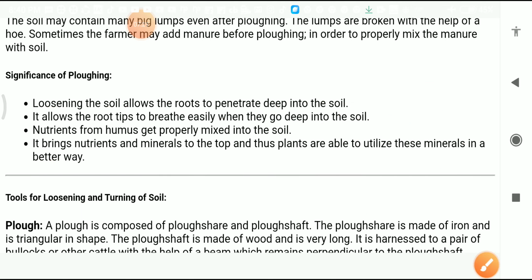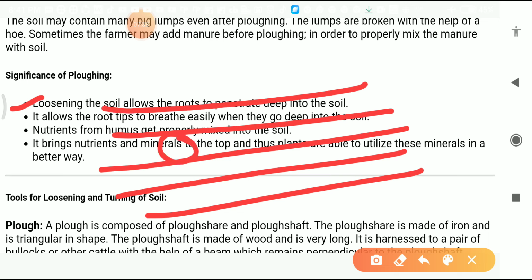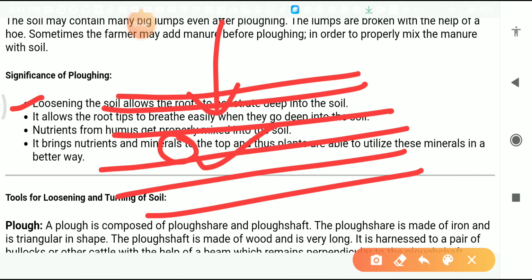Second point is that it allows the root tips to breathe easily when they go deep into the soil. Again you will see here, when you sow the seed and then irrigate this field, this seed can easily receive the water and the oxygen also.